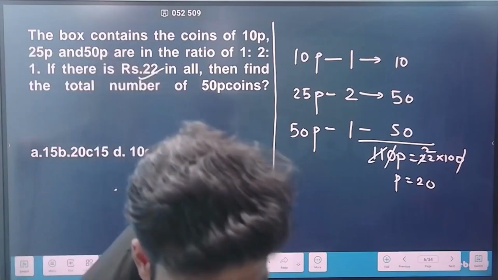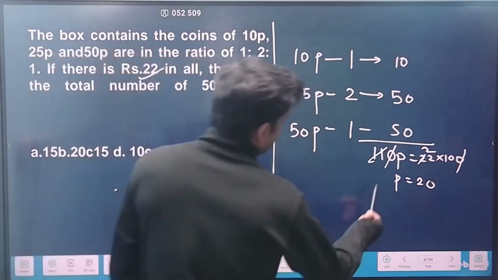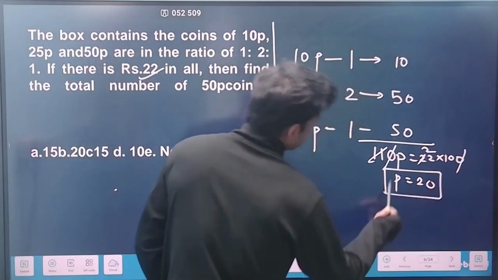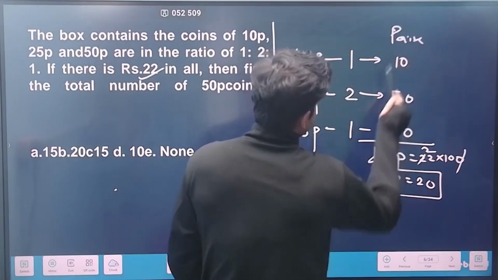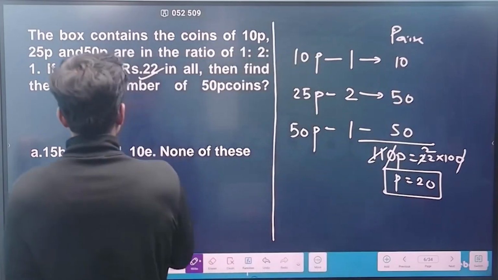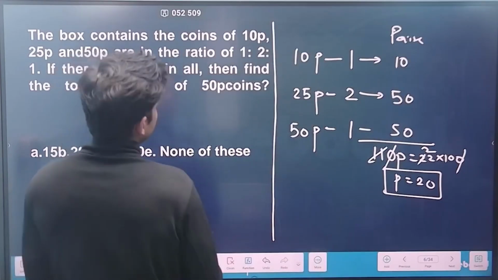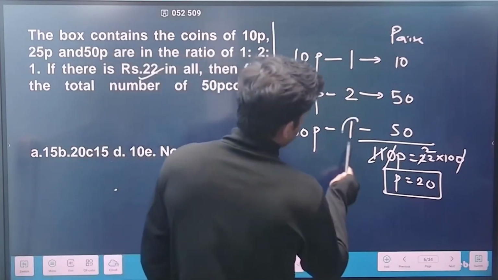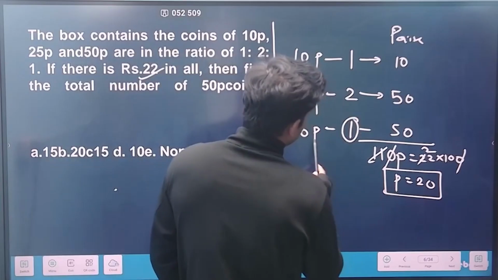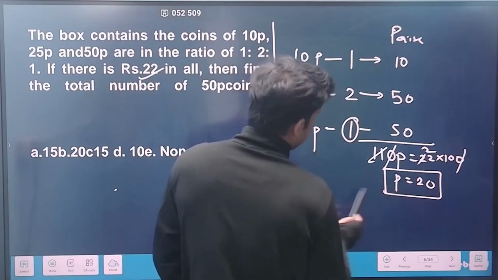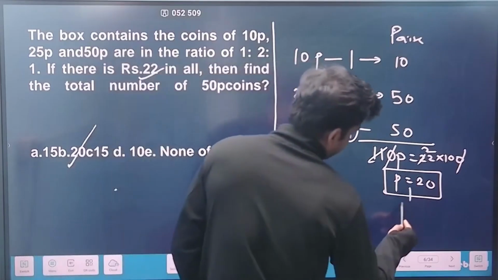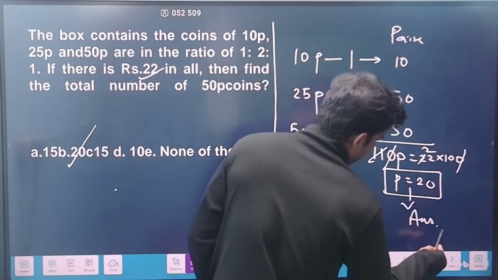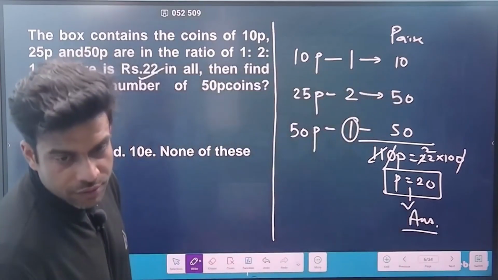Has anyone in the class understood? You just need to figure out the value. These all are paise, guys. This is what I converted into paise. So 50 paise one coin you are having, and the value is 20. So the answer is 20. Have you understood? Come on, say. Do like the session.